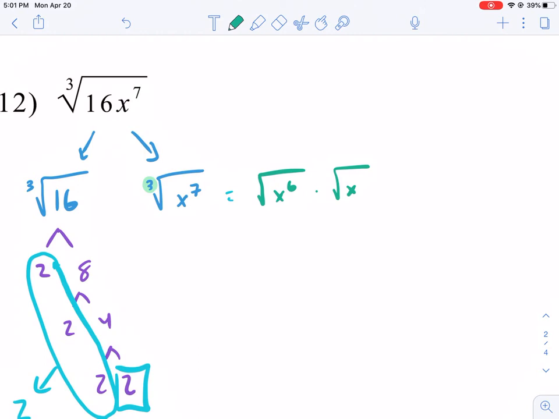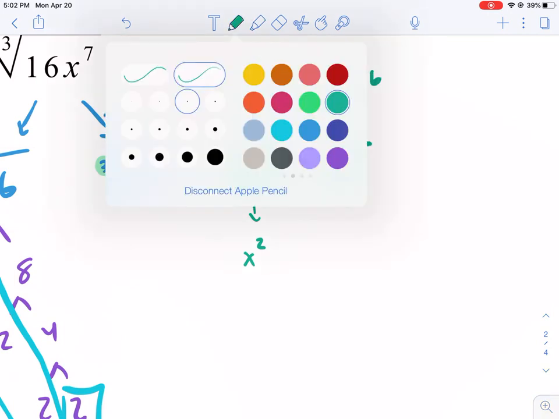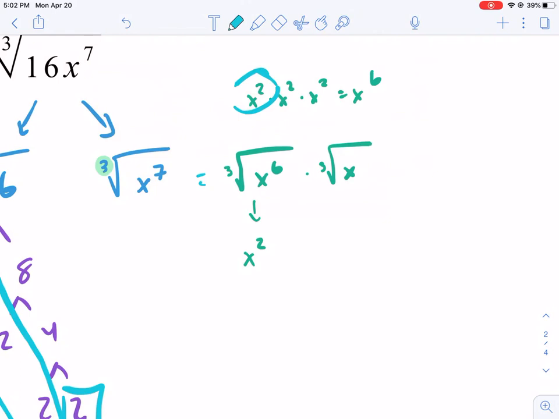The reason why I chose x to the 6th is because the index is 3. What does that mean? Well, that means I'm going to get x squared when I take the cube root of x to the 6th power. And the reason being, x squared times x squared times x squared gives you x to the 6th. So if I'm only looking for what times itself 3 times equals x to the 6th, that's only x squared, and that's why that's left by itself.